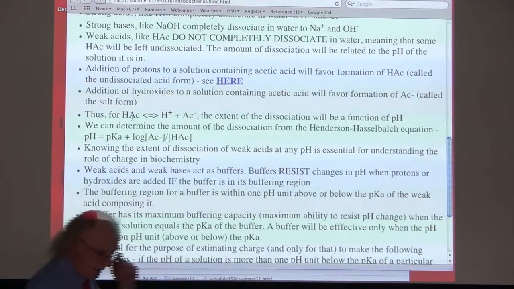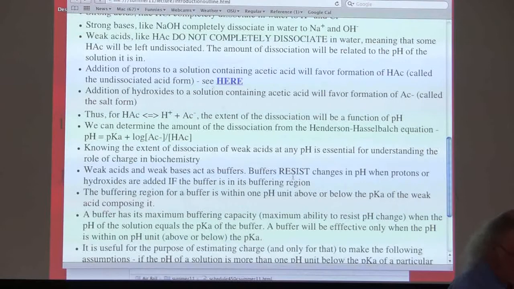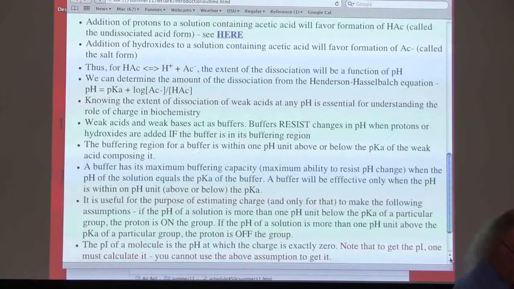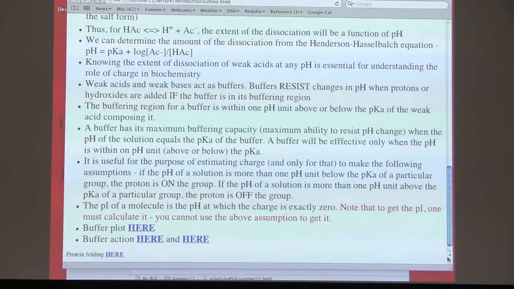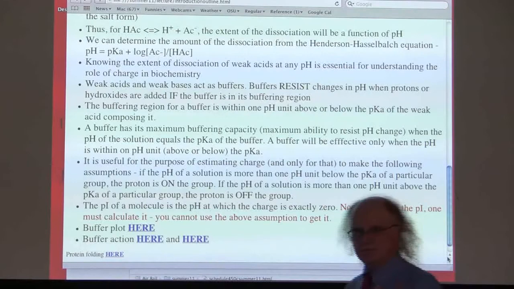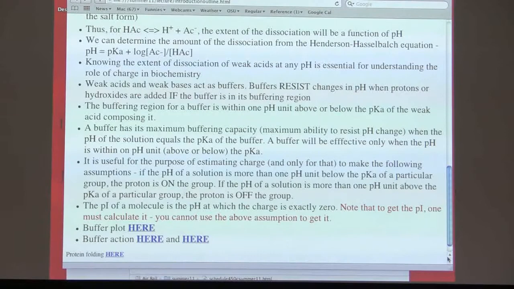Okay. Now, I'm going to give you a rule that you can memorize, and I think you will find it helpful. You can actually get it from the Henderson-Hasselbalch equation. But the rule is as follows. This is an assumption. It's only good as an assumption. It's not good for accuracy. But for an assumption, it's pretty good.